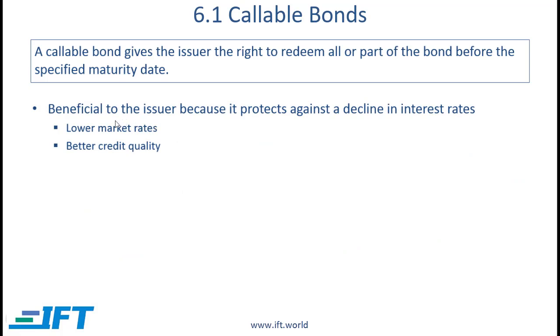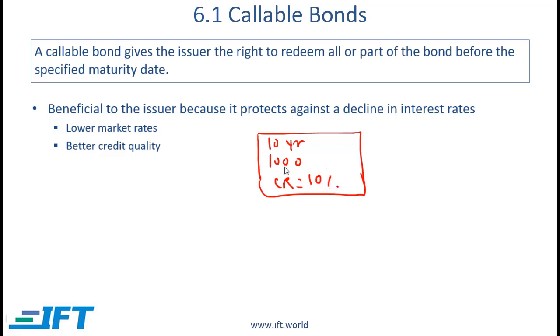The embedded call option is beneficial to the issuer because it protects against a decline in interest rates. Let's understand this through a simple example. Let's say a company or an issuer issues a 10-year bond with a par value of 1000 and a coupon rate of 10%. Let's say that when this bond is issued, the market rate is 10%. This means that the issue price is going to be 1000. A year later, the market interest rate comes down to 8%.